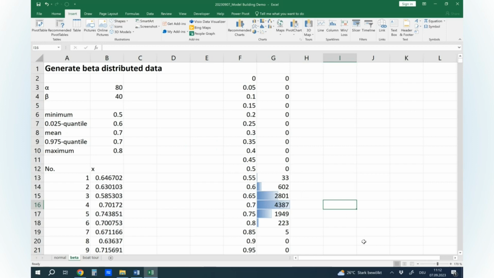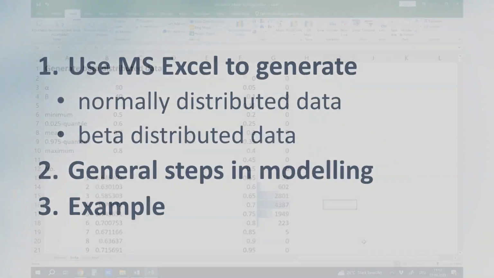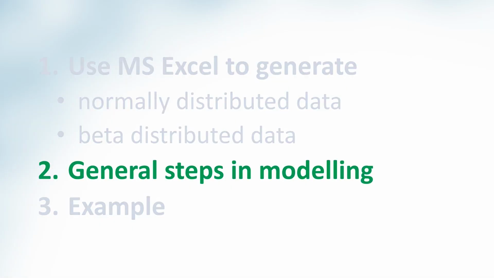So we have a fairly simple way of generating random data following predefined distributions. And basically, we can use that approach with whatever distribution we find most suitable in a given situation. Which brings us to the next point, the general steps in modeling.